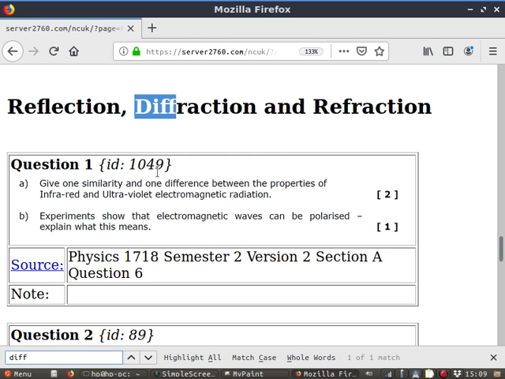But what's the difference? Well, what's the only difference between the two? There's only one difference between them: the frequency. And who has the higher frequency? Ultraviolet. Yeah, UV. Fair enough? Yeah.